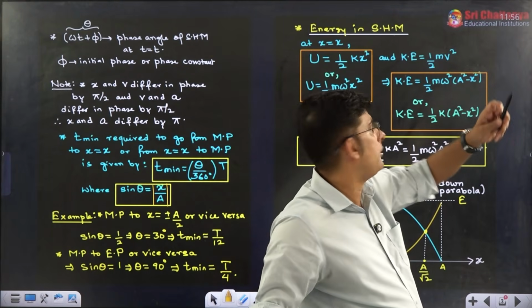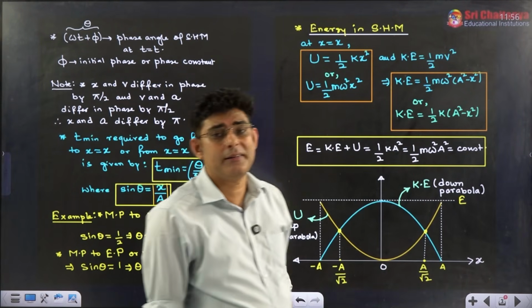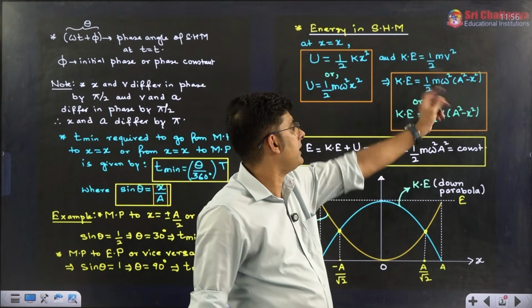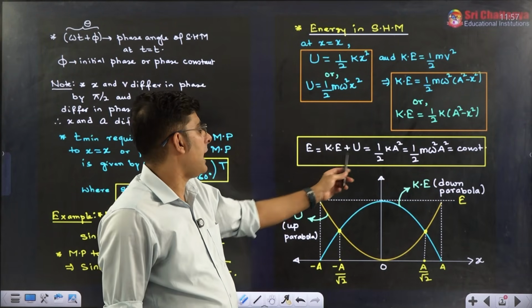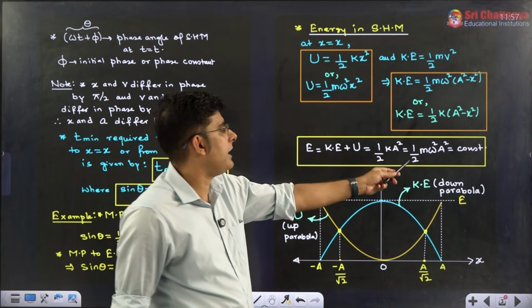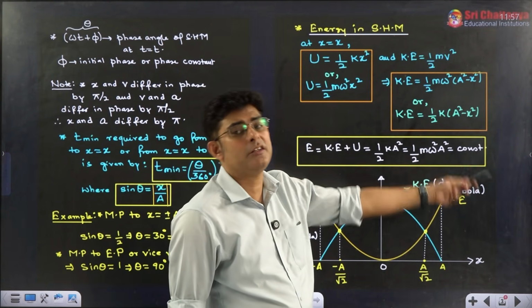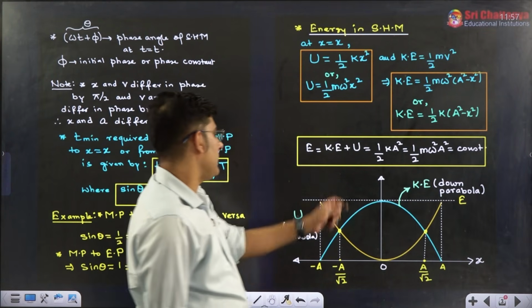Kinetic energy is half mv square. As I said, v square is omega square times a square minus x square. So either write half m omega square times a square minus x square, or half k times a square minus x square. Now if you add both kinetic plus potential, you will get half k a square or half m omega square a square, which is constant. So total energy is constant.